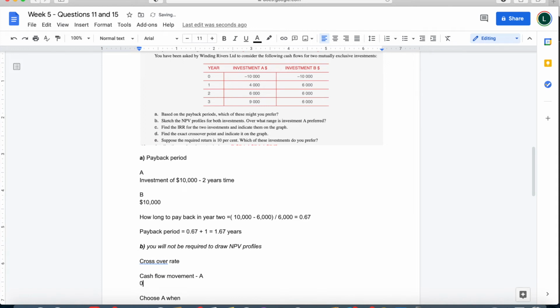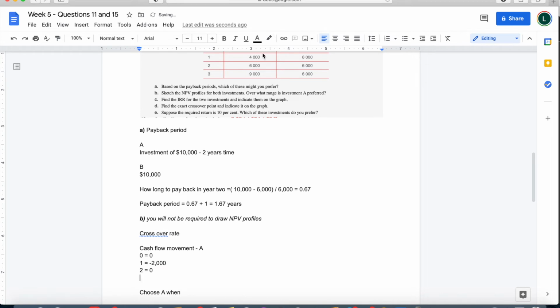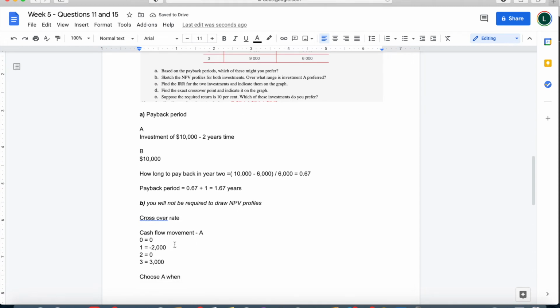So year 0 equals 0 change. Year 1 equals a negative $2,000 difference from 4 to 6. Year 2 equals no change in movement because it's 6 and 6. Year 3 equals a positive 9 minus 6, which is $3,000. Okay, so they are our cash flow movements. Now what I'm going to do is flip over into my other video showing you how to calculate that on your financial calculator.